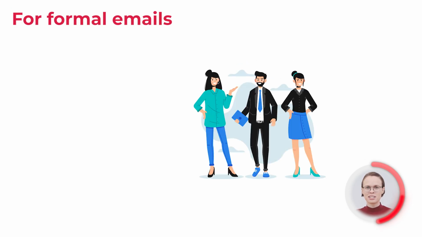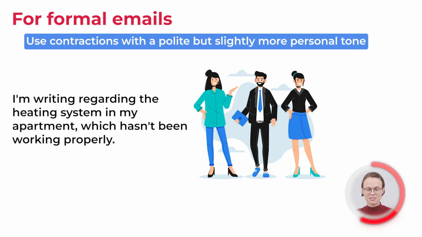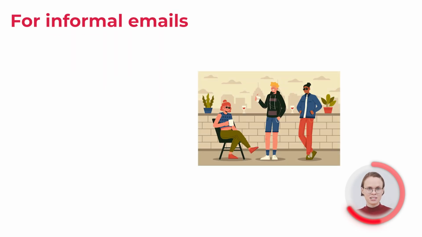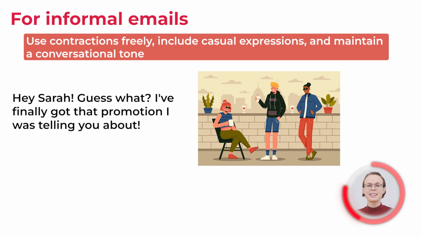For semi-formal emails, you can use contractions with a polite but slightly more personal tone. I'm writing regarding the heating system in my apartment, which hasn't been working properly. For informal emails, use contractions freely, include casual expressions, and maintain a conversational tone like this. Hey Sarah, guess what? I finally got that promotion I was telling you about.